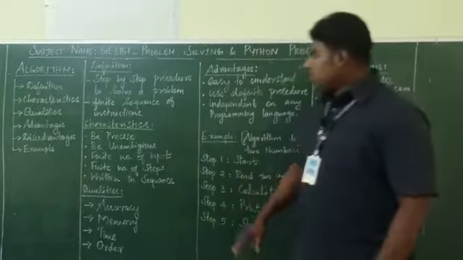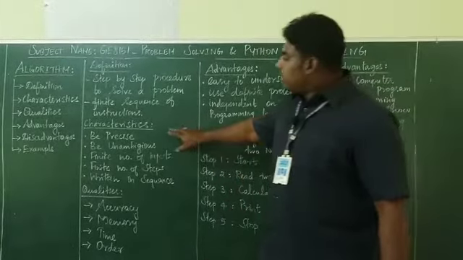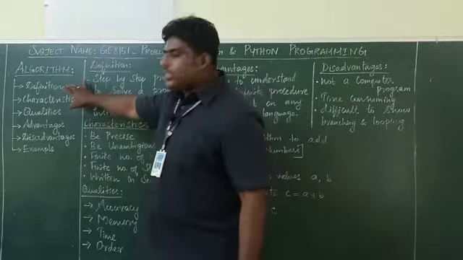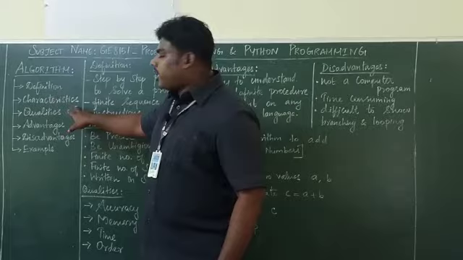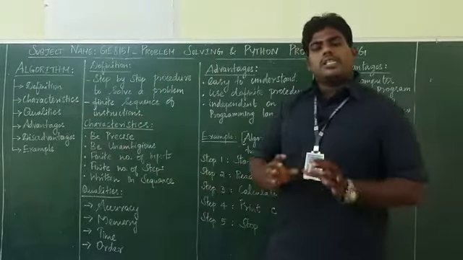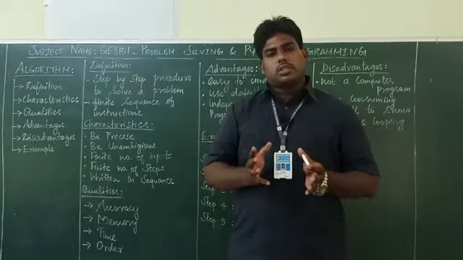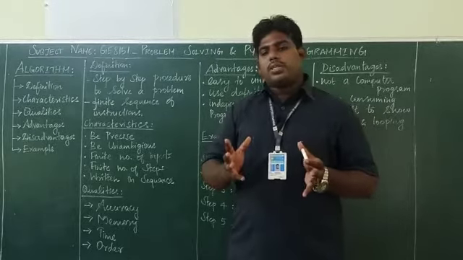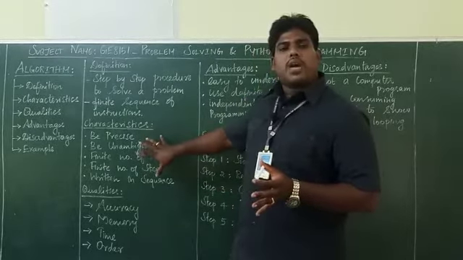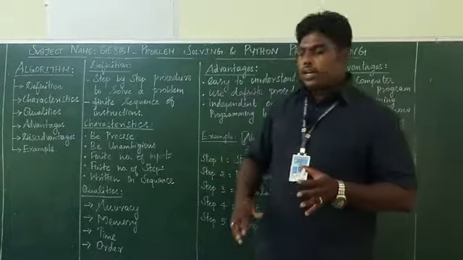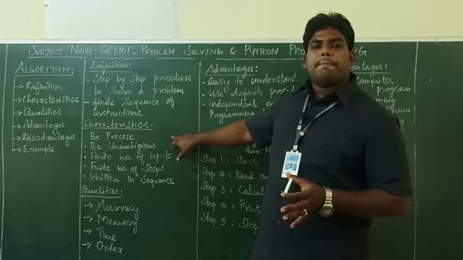Then, characteristics. These are the topics we are going to see inside the algorithm. First, the definition, already I explained. The second one is characteristics. What is characteristics? Characteristics are nothing but features. If you are writing the algorithm, these are the features you have to use inside the algorithm. First thing is, be precise.